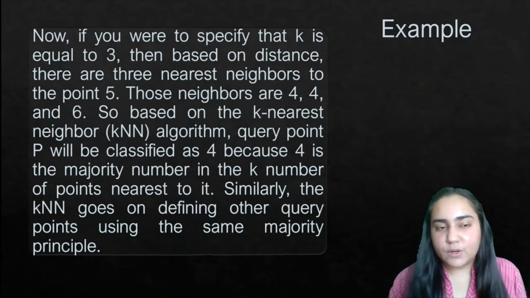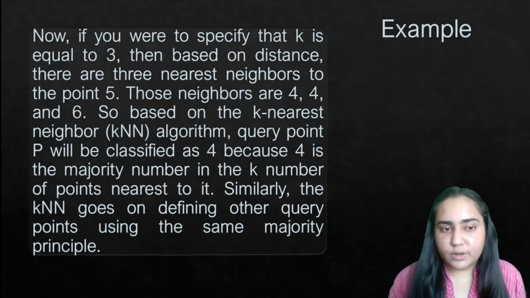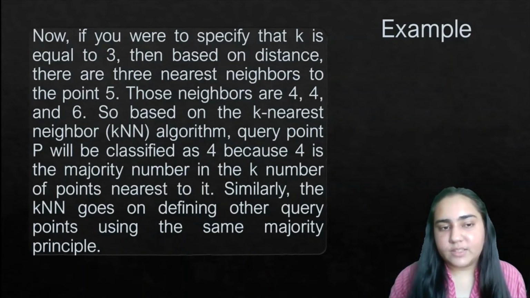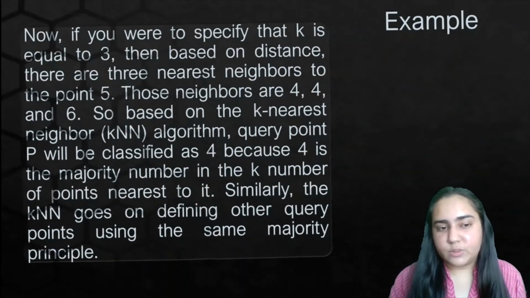Now, based on the k nearest neighbor algorithm, the query point P will now be classified as 4, because 4 is the majority number in the k number of points nearest to it. Okay, so because you picked 5 earlier as P, but afterwards when you checked how many numbers are there, you found that 4 is repeating the maximum number of times, and that's why you picked 4 to be your new query point P. And similarly, the kNN continues in this way with the same majority principle.